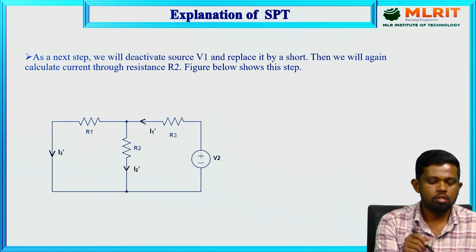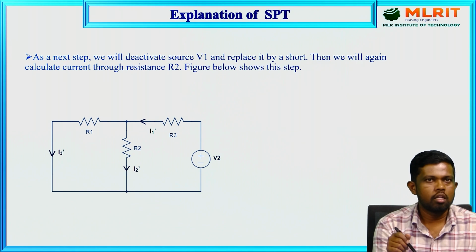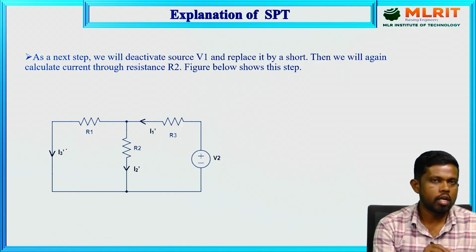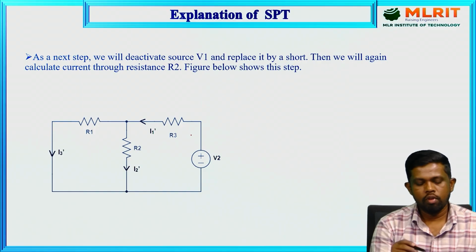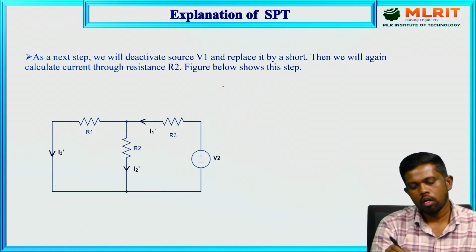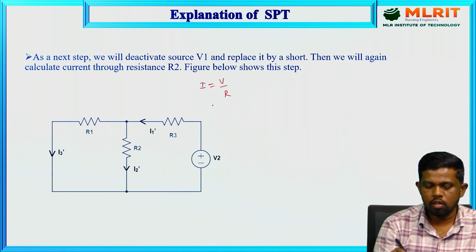Step number 2 means we need to disconnect the previous source and connect the other source. Whatever sources are present in the network, we connect that source and the remaining sources are disconnected. Previously here there was a voltage source, so that voltage source can be deactivated and simply replaced by a short circuit path, similar to the previous case. And we need to find again the response of each element while connecting source number 2. The corresponding current of the network is I equal to V by R according to Ohm's law.